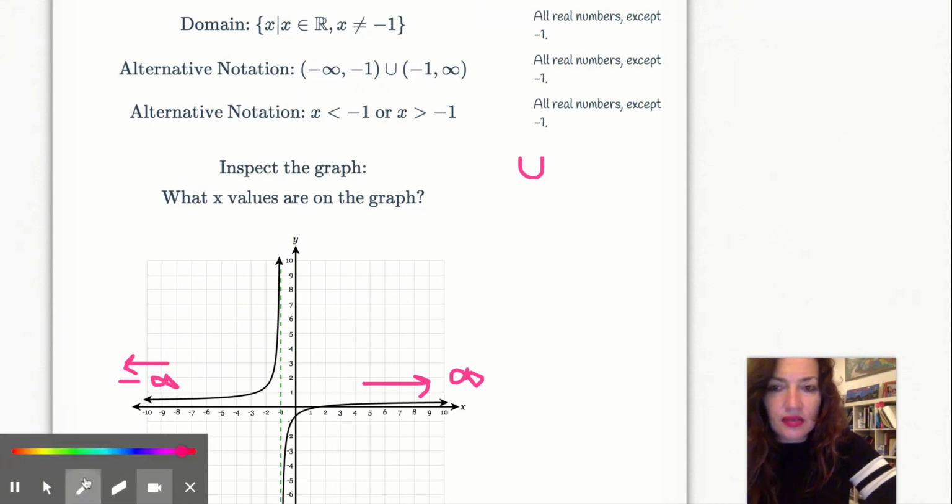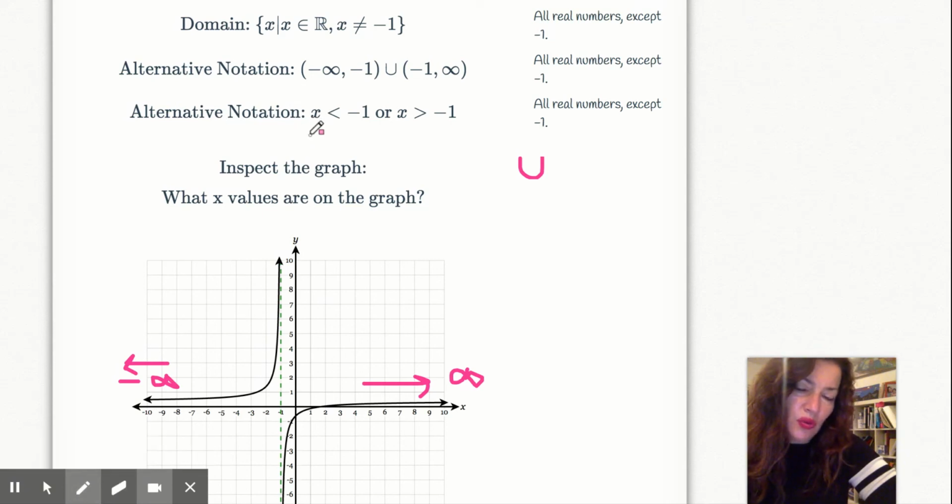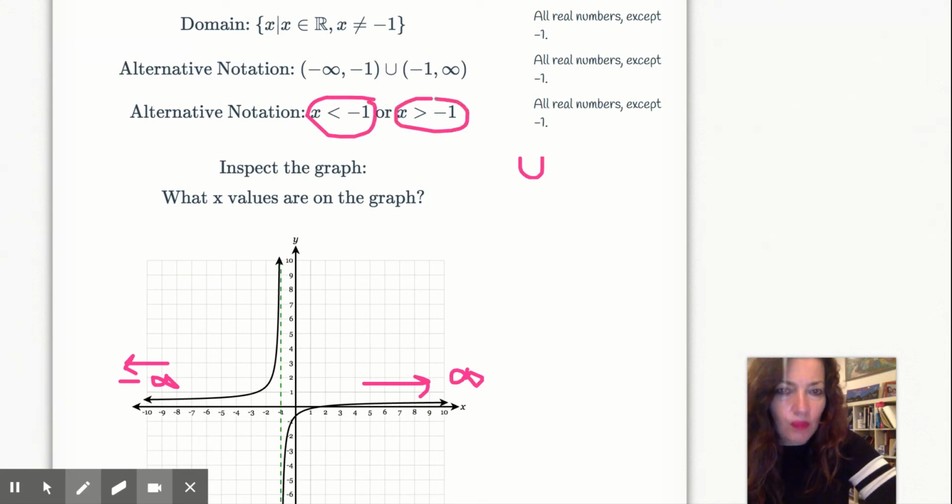All right, let's look at another way to write the domain. Another way to write the domain is x is less than -1 or x is greater than -1. Both will work.